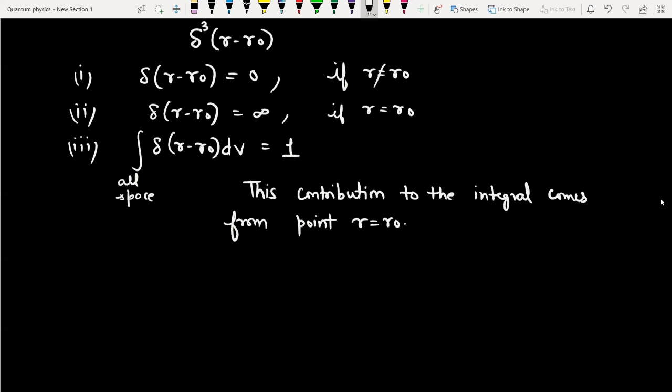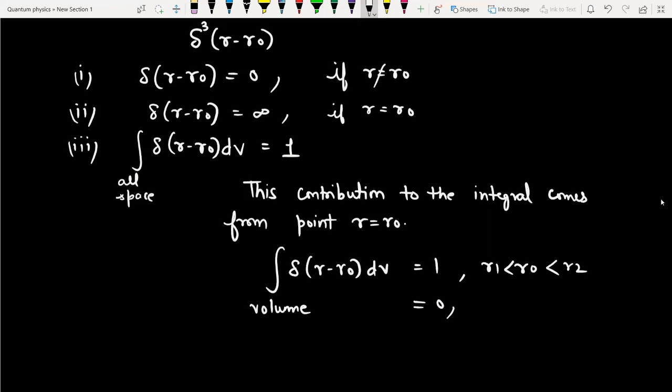Okay, so we can say that if you integrate over the volume, del of r minus r naught dV is equal to 1 if your r naught comes between, let's say, any arbitrary points r1 and r2. Or I can say, if the volume contains this particular point r naught, then the integration is 1, otherwise the integration is 0.